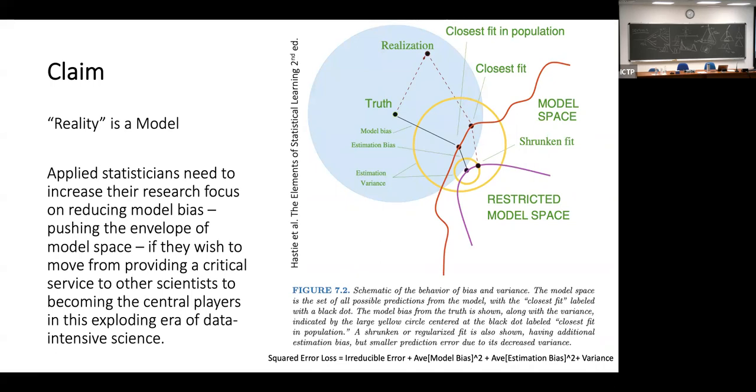But one thing I feel that people in machine learning, people in quantitative science should focus a bit more on is the model space. A lot of the work should be on the model space and how we can get it closer. So how we can get this red line closer to the truth, okay? There is a lot of work on the purple line.